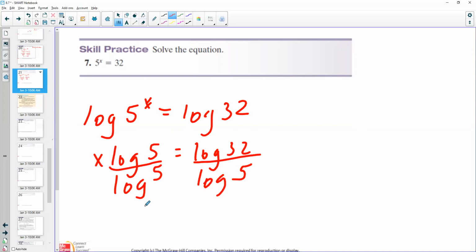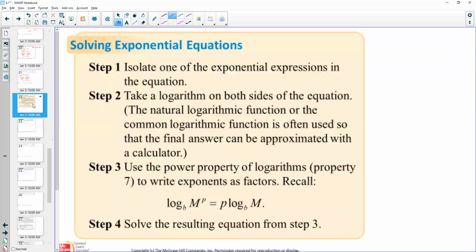Not terrible. So I get x equals something like 2.153 or so. Okay, so the rules are written out right here. Isolate one of the exponential expressions, take the log of both sides. You can use the natural log or the common log, it doesn't really matter. But this is the way you do it. You don't pick a base of 2 because you can't do that on your calculator. And use the power property to get exponents into multiplication rather than as factors.